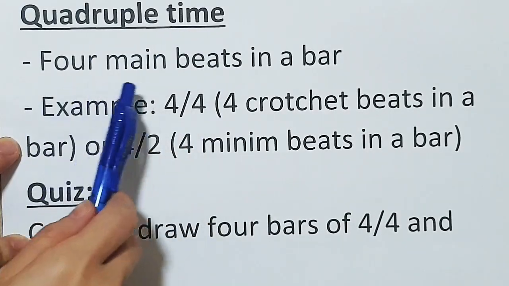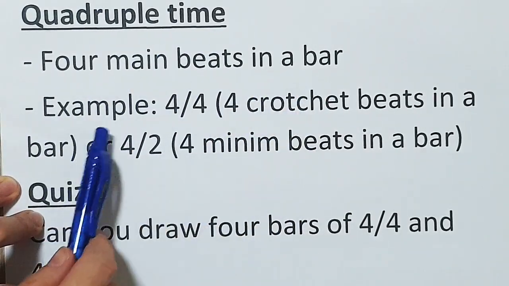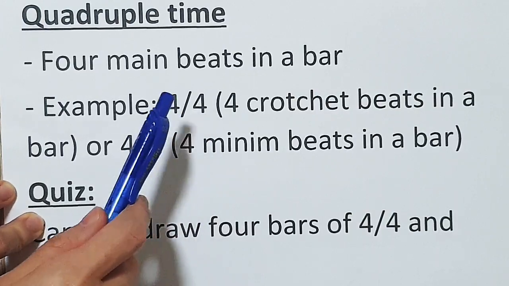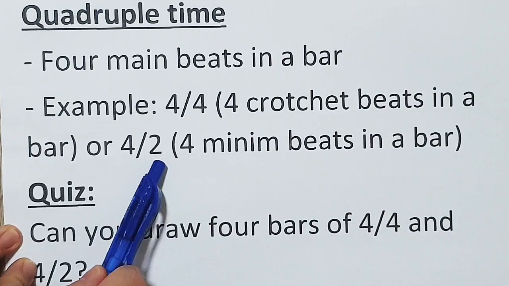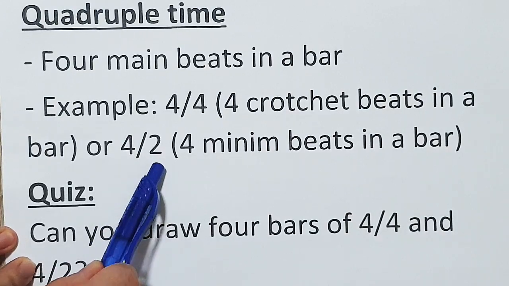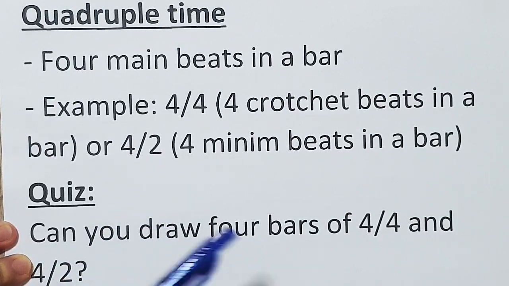Quadruple time means 4 main beats in a bar. For example, 4-4 means 4 crotchet beats in a bar, or 4-2 means 4 minim beats in a bar. Can you draw 4 bars of 4-4 and 4-2?